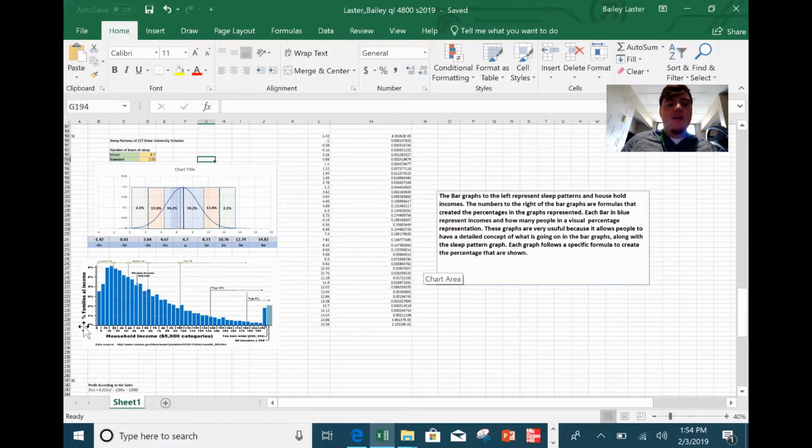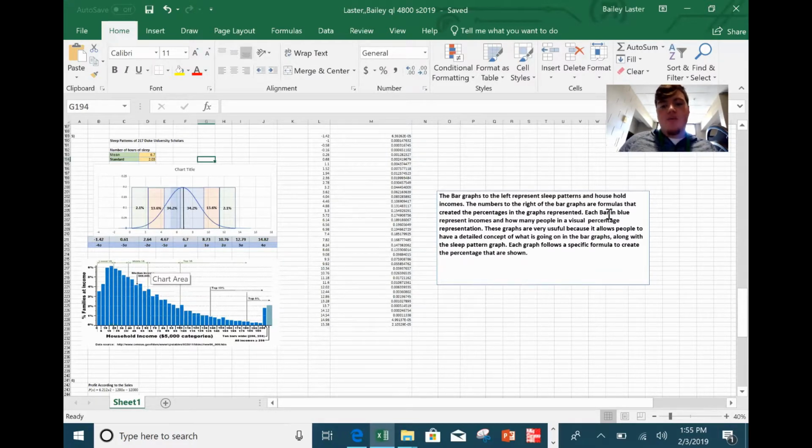On the left side of the bar graph, it shows families at income levels, and that's a percentage rate that just shows you how many people are at this rate. So I'm going to read you my report just to give you some more details on what I believe in this scenario. The bar graphs to the left represent sleep patterns and household incomes. The numbers to the right of the bar graphs are formulas that created the percentage in the graphs presented.